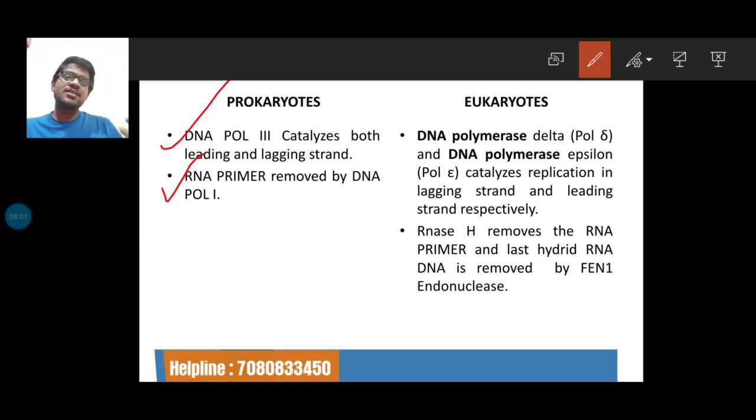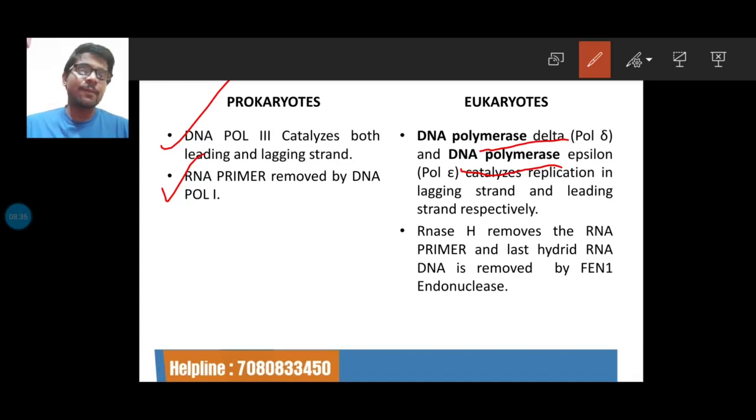Okay, there are several polymerases which control the replication. Here the DNA polymerase delta and DNA polymerase epsilon catalyze the replication in the lagging strand and leading strand respectively. That means DNA polymerase delta catalyzes in the lagging strand and DNA polymerase epsilon catalyzes in the leading strand. And we have discussed earlier that in eukaryotes the primase activity is shown by DNA polymerase alpha.